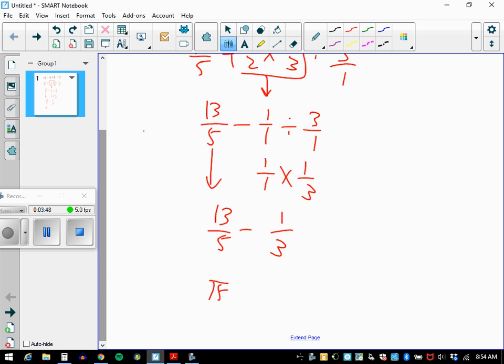Common denominator is 15. Equivalent fractions. 39/15 take away 5/15. Your final answer is 34/15 as an improper fraction, and as a mixed fraction is 2 4/15.